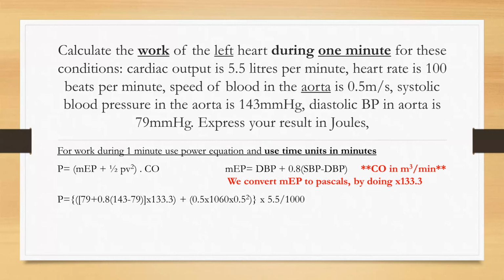Converting cardiac output means dividing by 1000, as we said that 1000 liters make 1 meter cube. So 1 liter would be 1 by 1000 meter cube. We get this answer for 1 minute.